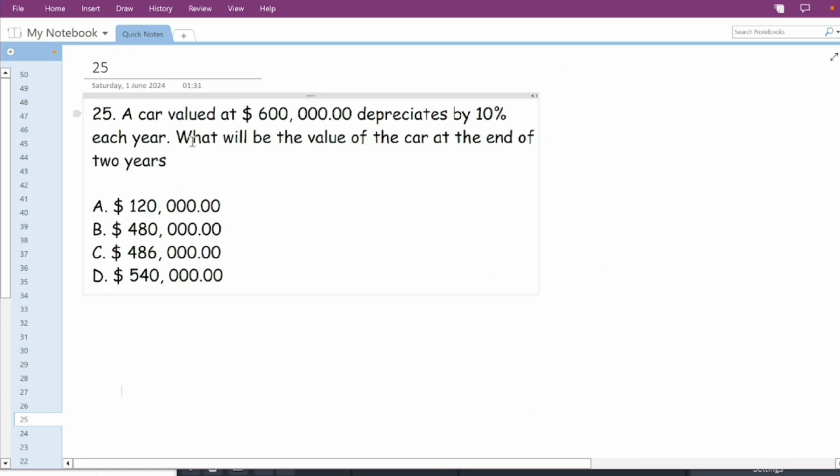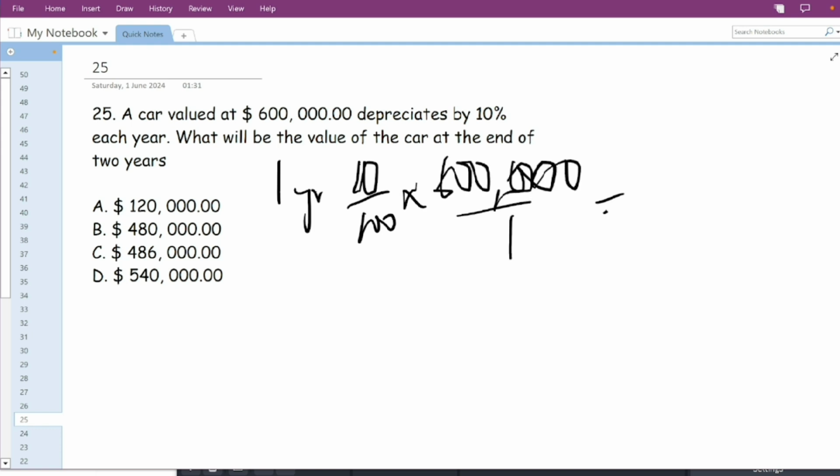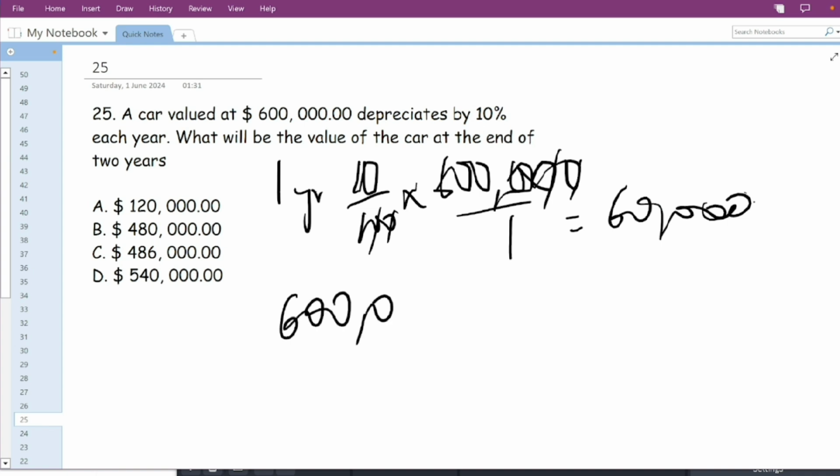Another way of solving question 25. Since it depreciates by 10% each year, let's say we're doing it the standard way. For the first year, you have 10 over 100, that's 10%, times 600,000 over 1. That gives us 0 cancels 0, 0 cancels 0, so we'll be having 60,000. Since 10% is 60,000, it depreciated by 10%. To subtract that 60,000 from 600,000, that's 600,000 minus 60,000.